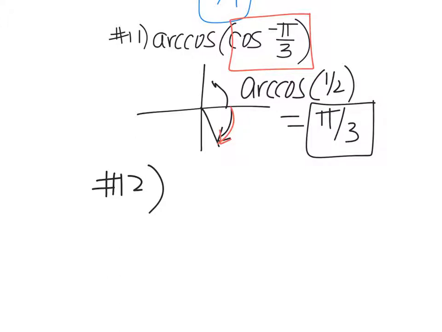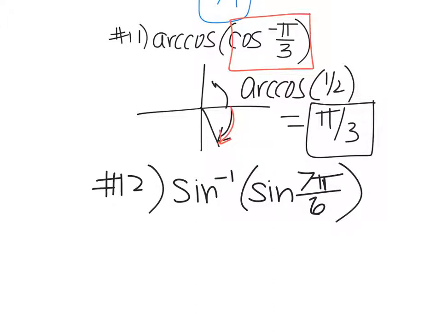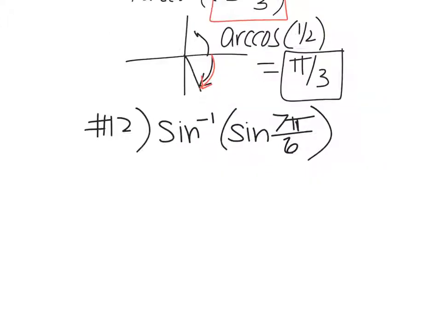All right, number 12. Let's do this one then. Sine inverse of the sine of, let's do 7 pi over 6. Okay? 7 pi over 6. Here is pi over 6. So if you evaluate 7 pi over 6, you would go in the unit circle and you'd go to 7 pi over 6, and that's going to give you a negative number here. It's going to give you negative 1/2, right?